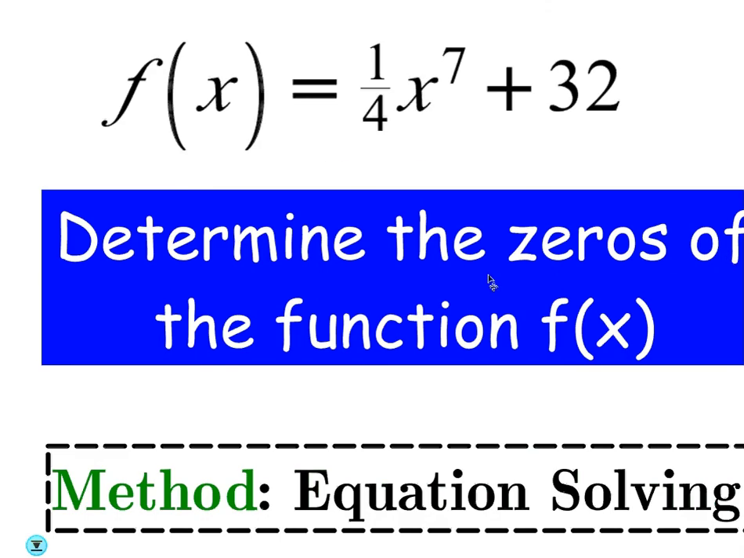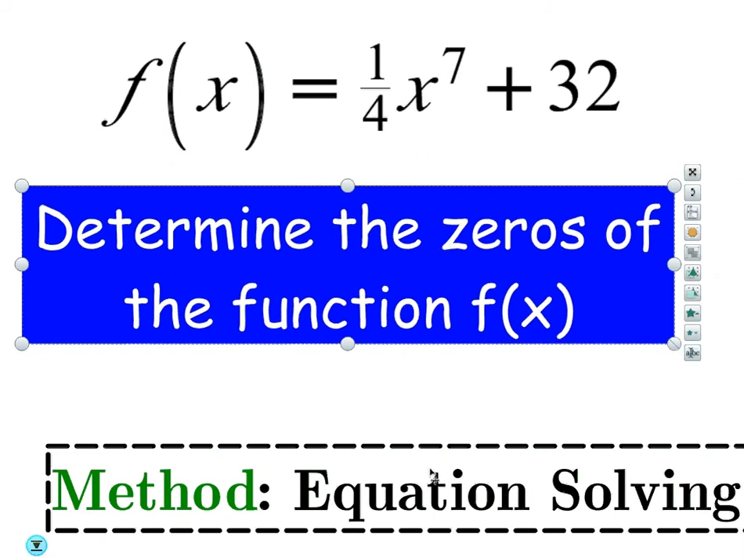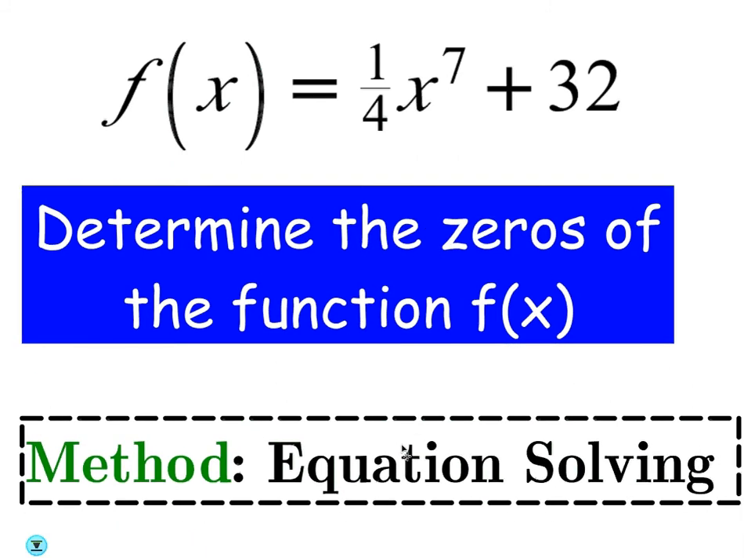We're going to find the zeros of this function. Okay, and the method, which is the easiest method, is just to solve the equation. Now, you might say, Mr. Underwood, how do I know if I can just solve it? Here's how you know. How many x terms are in this expression? Okay, if there's just one x term, you can go ahead and solve it.